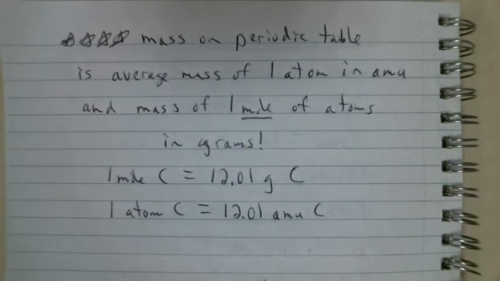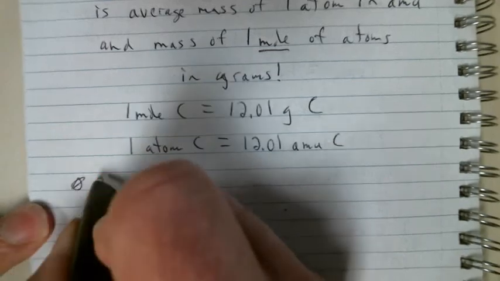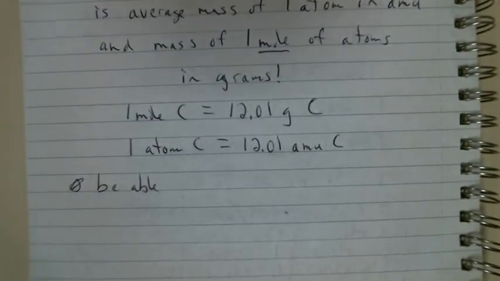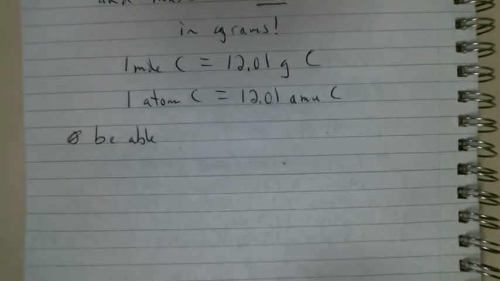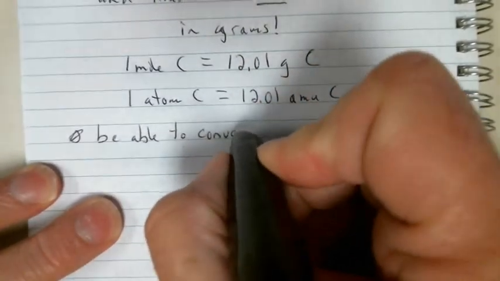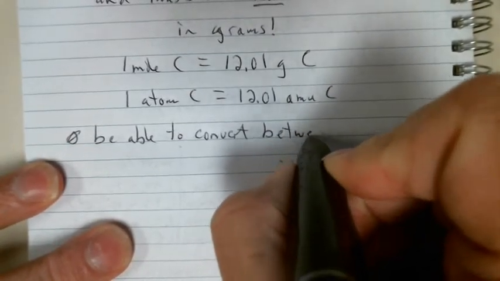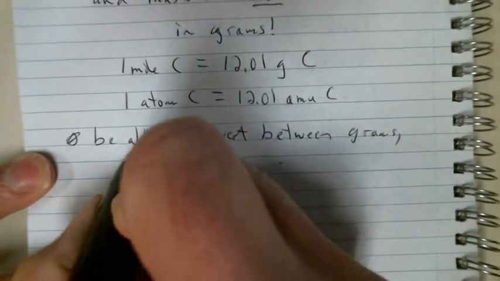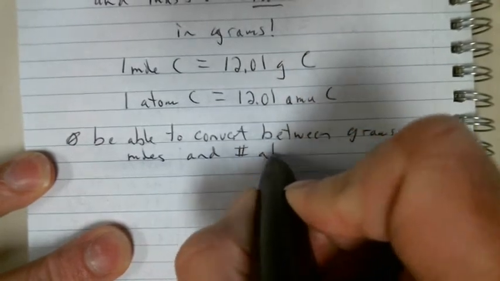So anyway, what we need to be able to do then, and this is on the study guide for the chapter, but I thought I would write this so that you see where those study guide items come from. We'll need to be able to convert between grams, moles, and number of atoms.